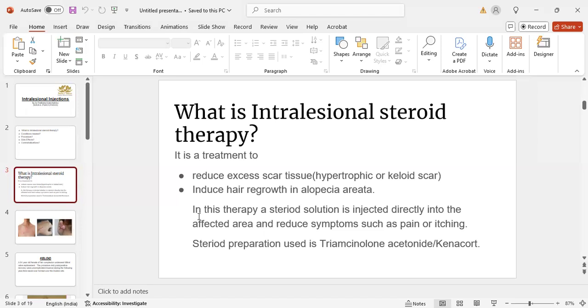And in alopecia areata, it is an autoimmune disorder. So the hair cells get damaged due to the autoimmune disease. What Kenacort does is it allows the hair to go into the anagen phase. When the hair goes into the anagen phase, which is a growth phase, hair growth starts. In this therapy, a steroid solution is injected directly into the affected area and reduces symptoms such as pain or itching. The one we use most commonly is triamcinolone acetonide, or Kenacort injection.